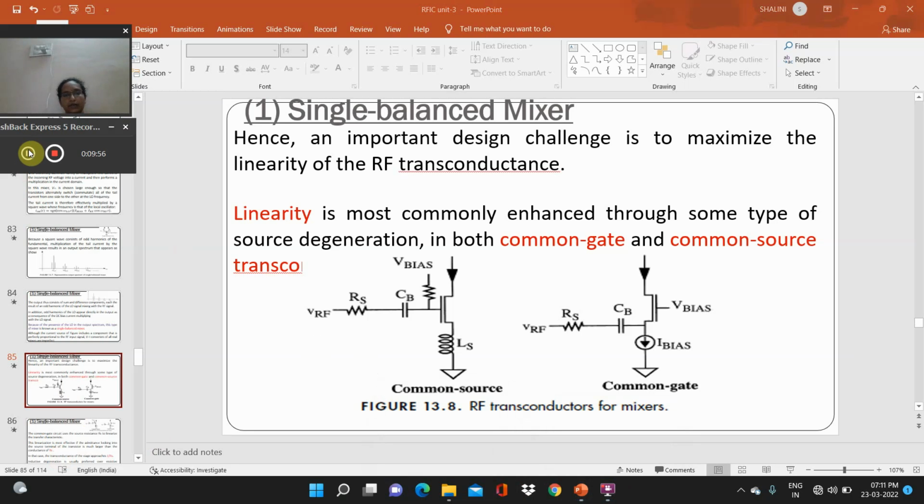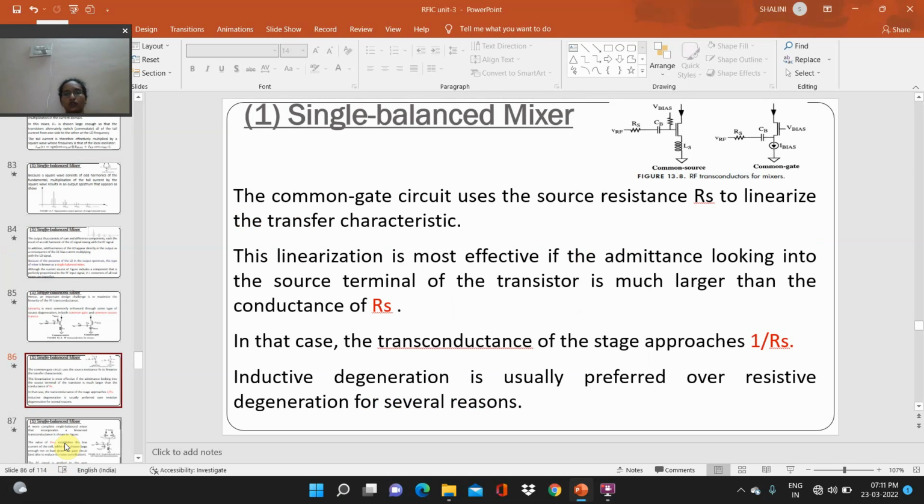Next. The common gate circuit uses the source resistance Rs to linearize the transfer characteristics. This linearization is most effective if the admittance looking into the source terminal of the transistor is much larger than the conductance of Rs. In that case, the transconductance of the stage approaches 1 by Rs.